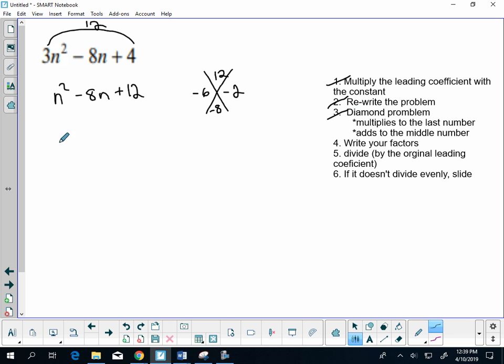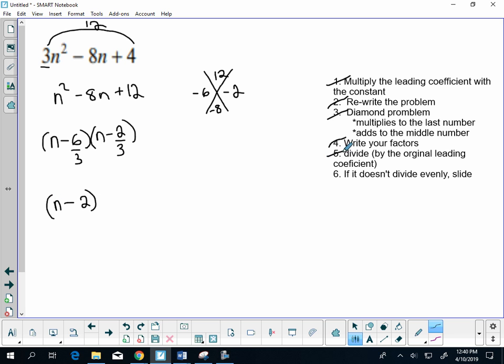Now we want to write our factors. And since they're negative, it's going to be n minus 6, n minus 2. Now we're going to divide by that original coefficient, which is 3. So divide by 3, divide by 3. Well, 3 does go into 6 evenly. 6 divided by 3 is 2. 3 does not go into 2.